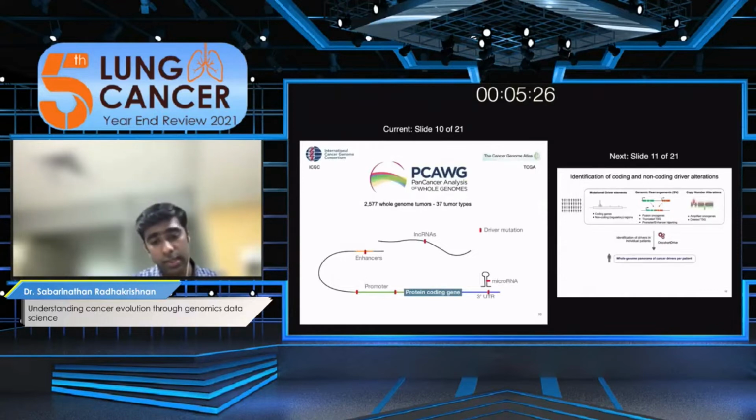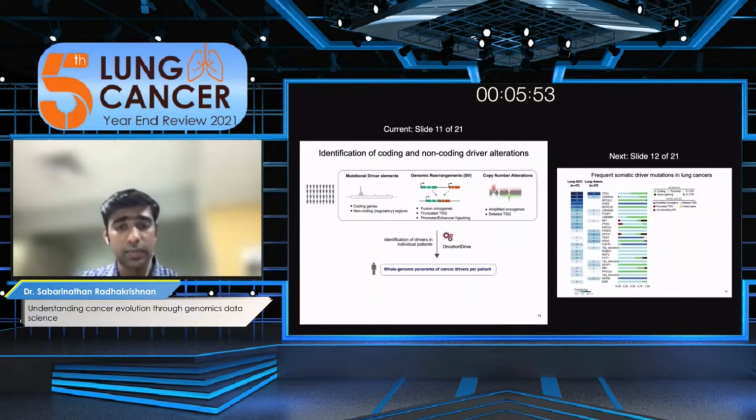I'll just give you an example with some genomic analysis that we have done from the whole genome study conducted by the Pan-Cancer Analysis of Whole Genomes, PCAWG, Consortium. They gathered around 2,500 whole genomes across 37 tumor types. This is the largest-scale whole genome data available at the time, and we were trying to predict drivers at different sites by taking the information of how likely a particular site is going to be mutated, and then the selection analysis.